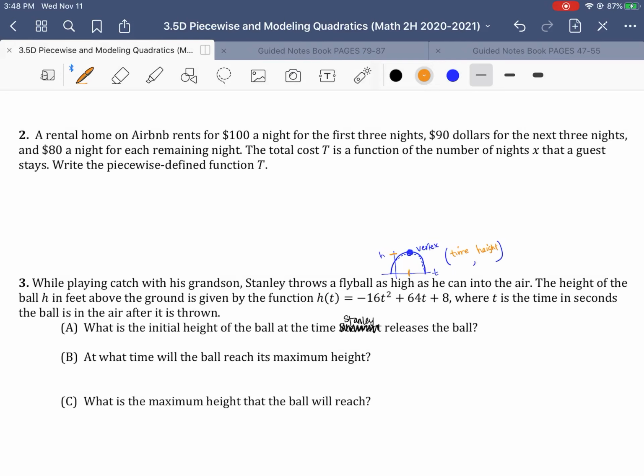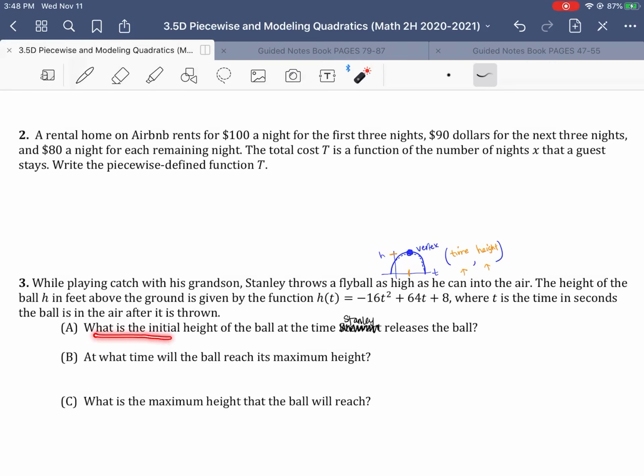So it's really important we understand this, and I usually draw out the vertex to look something like that. Anytime I want to find a time, that's my x value. Anytime I want to find a height, that's my output, or my y value. So as I answer these questions, we're going to relate to the inputs and outputs.